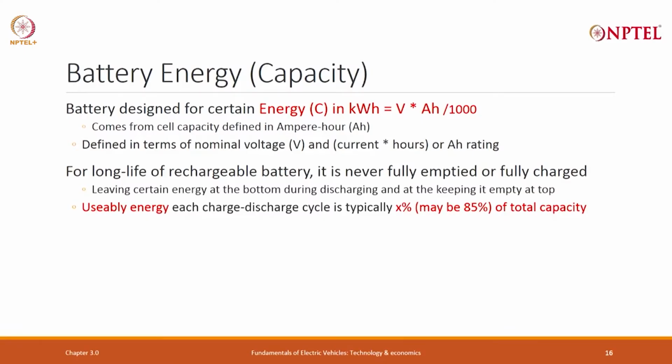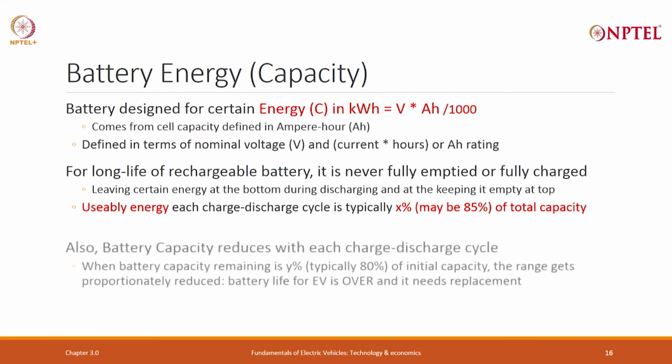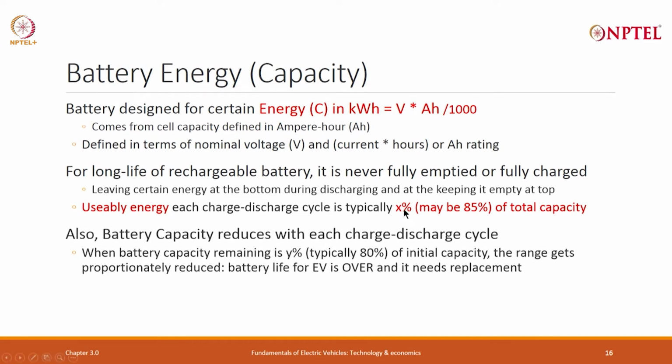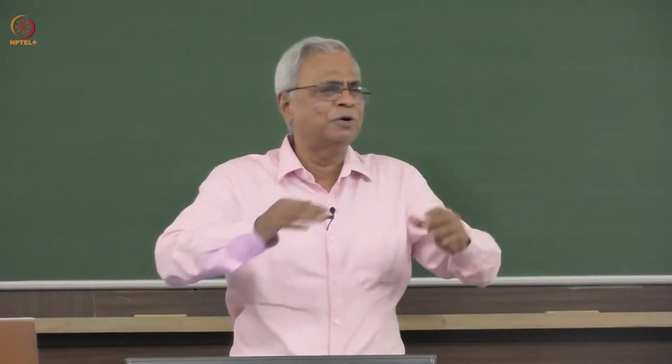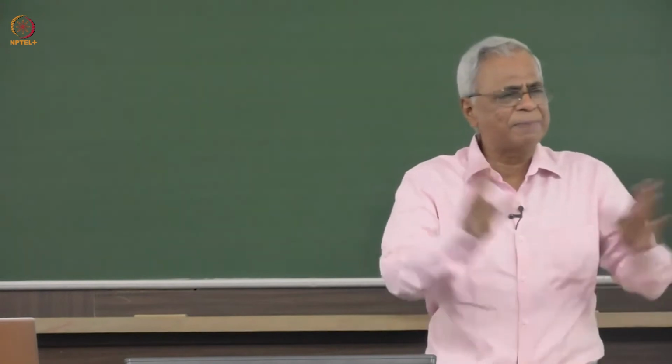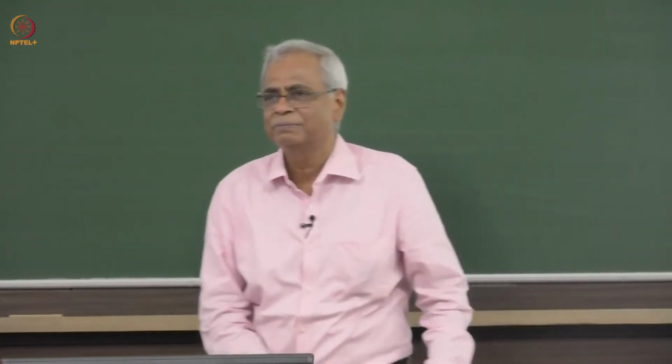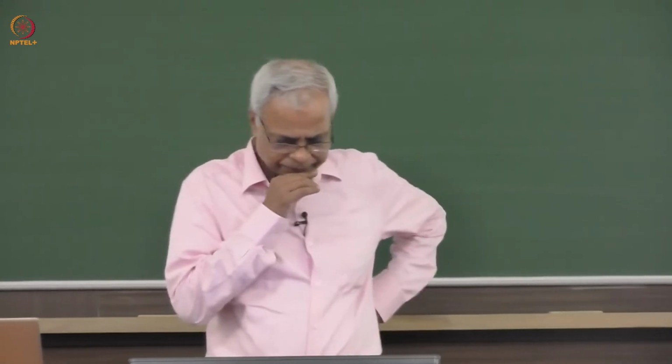So, usable energy, a term that is used: a battery may have a capacity of 1 kilowatt hour, and usable energy is X percent, maybe 85% of the total capacity. This usable energy is also referred to as depth of discharge. We will come to that. Since you are doing this on both sides, it is actually combined. Say a battery is used to a DOD of 85%, it means 85% of capacity can be used in every cycle, no more than that.